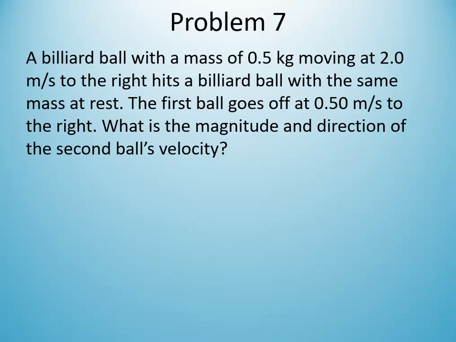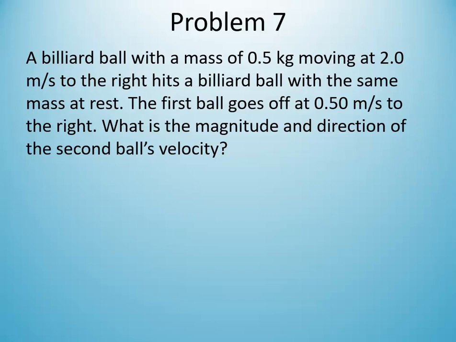So next, we have a billiard ball of a known mass moving to the right, and it hits a billiard ball of the same mass at rest. If, for whatever reason, the first ball continues at 0.5 meters per second toward the right, maybe it had some overspin, the question is: what is the magnitude and direction of the second ball's velocity?